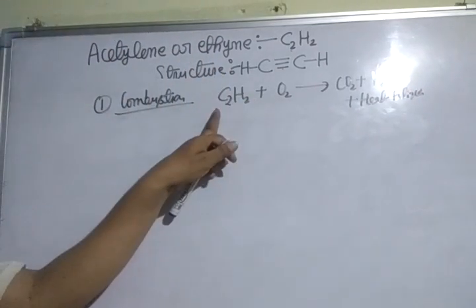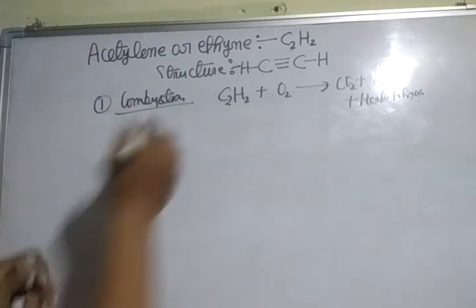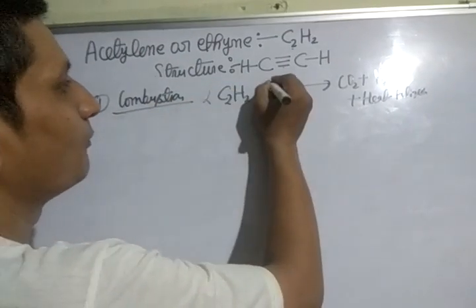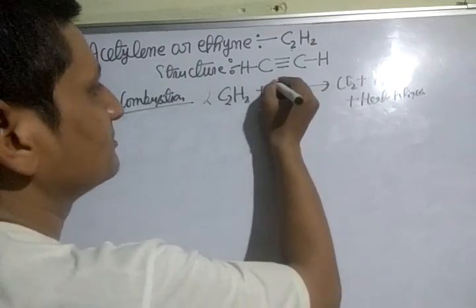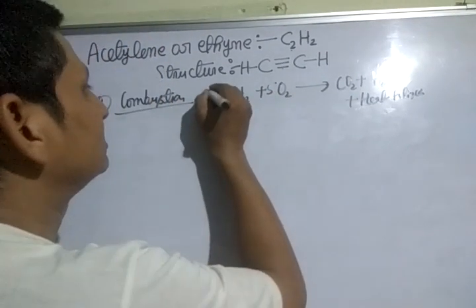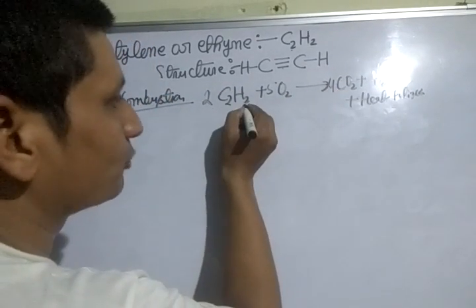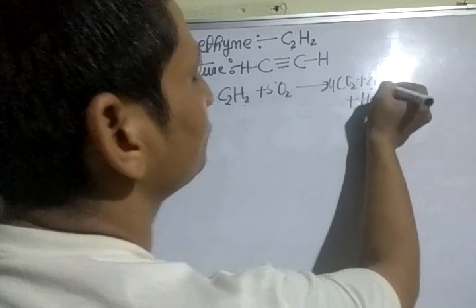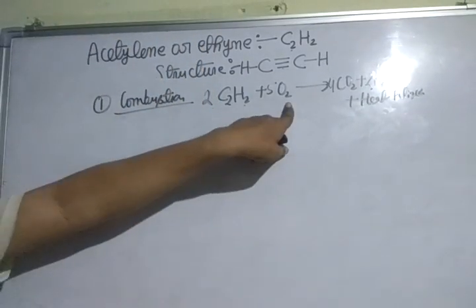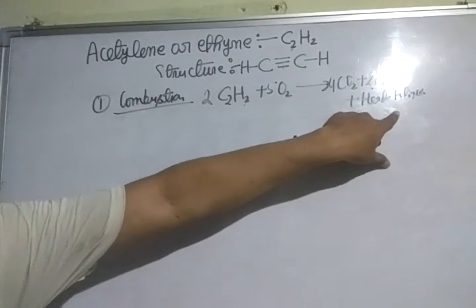Look here, acetylene. The acetylene formula is C2H2. Now we have to balance this reaction. We have to take 2 and 5; 5 times 2 is 10. So we have to take here 2 times 2 is 4, which means 4 CO2, and 2 times 2 is 4 hydrogen. Acetylene burns in air to form carbon dioxide, water, heat, and light.